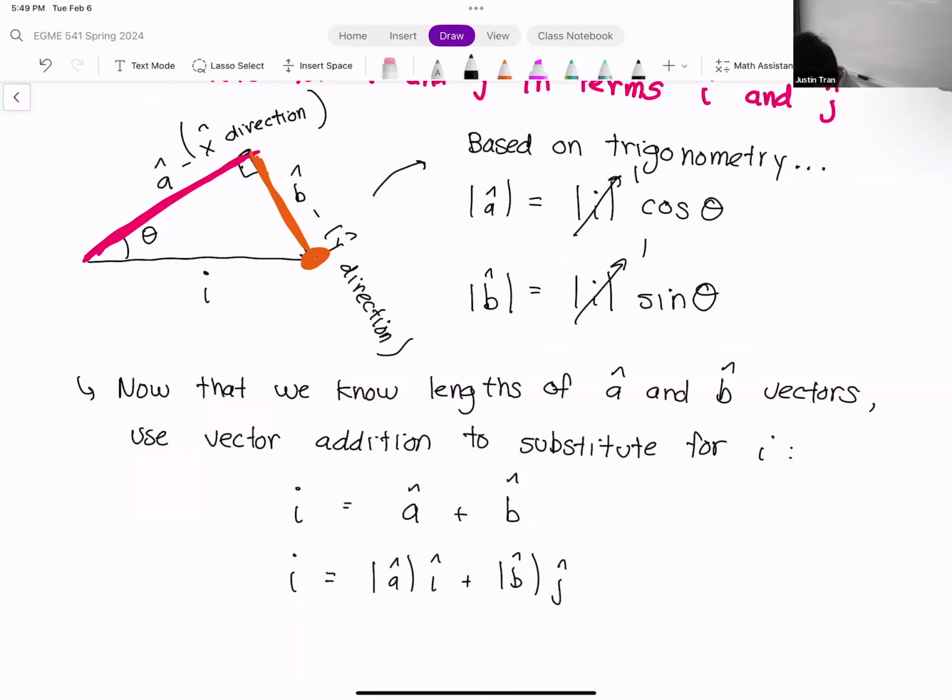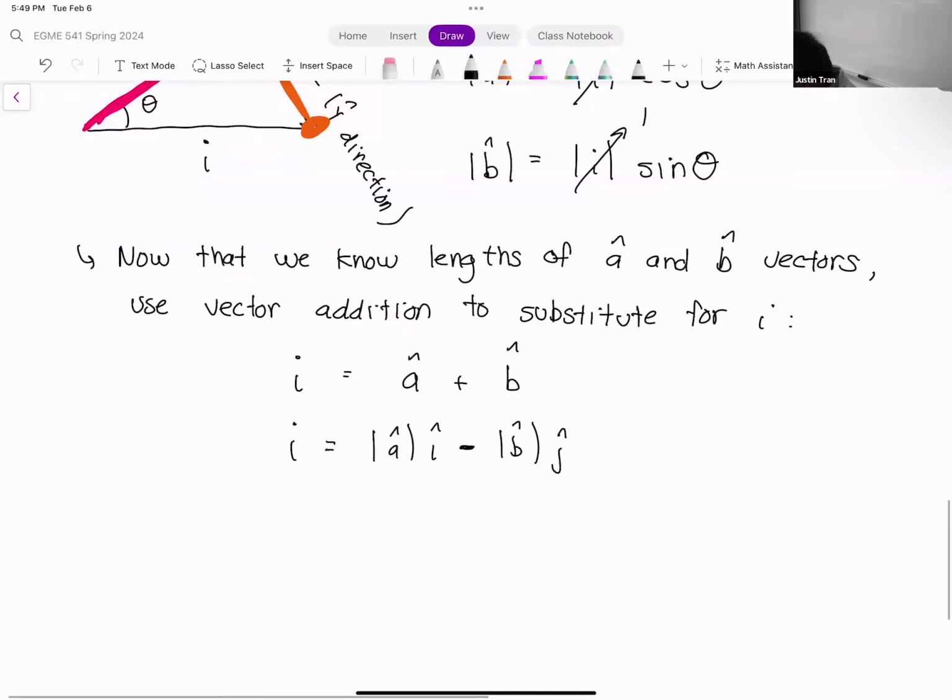Sorry, this one should be a minus sign here, because the b hat vector is in the minus y hat direction. And so when we plug in for the magnitudes of a hat and b hat, we get i is equal to cosine theta i hat minus sine theta j hat.